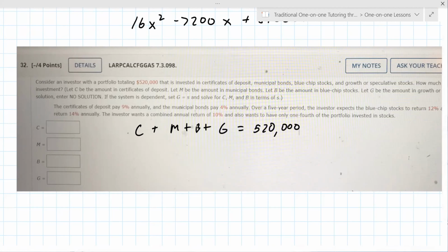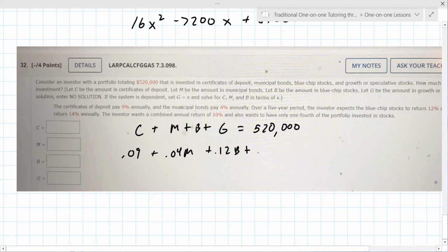What's to the right of that? Oh, and the growth stocks return 14%. Okay, so the investor wants a combined annual return of 10%. Okay. So the next equation is 0.09 times C plus 0.04M plus 0.12B plus 0.14G equals 52,000 because they want a 10% return. So 10% of 520,000 is that.